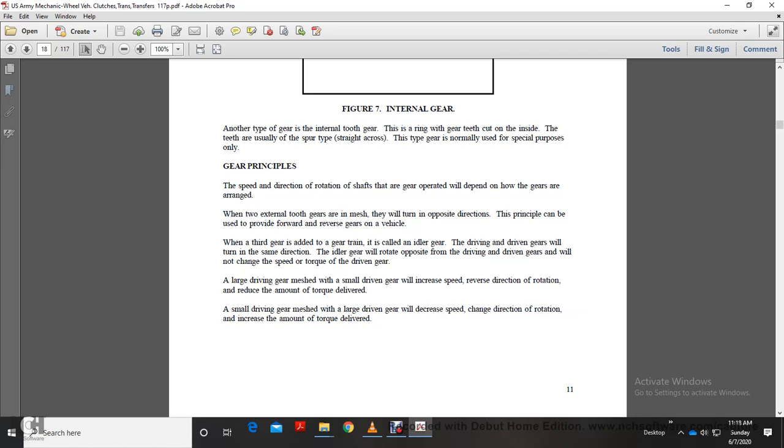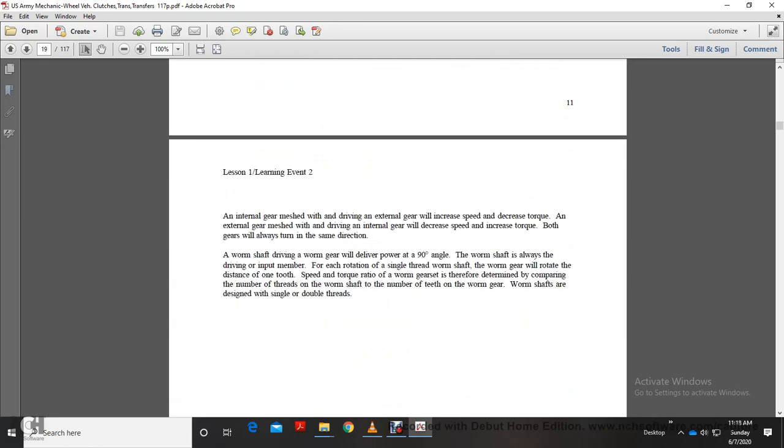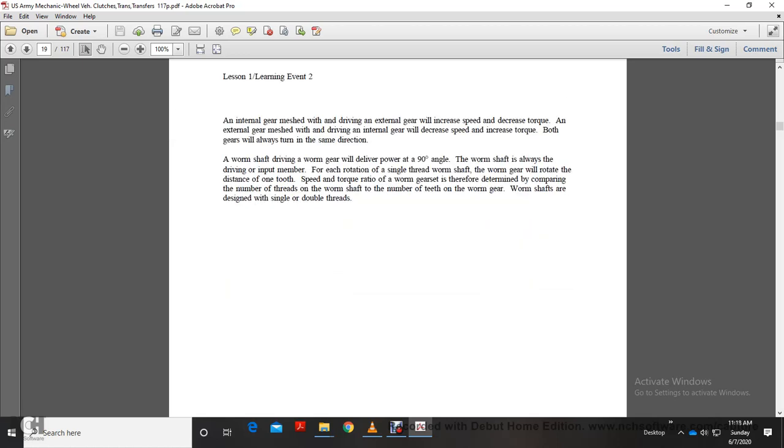A large driving gear meshed with a small driven gear will increase the speed, reverse the direction of rotation, and reduce the amount of torque delivered. A small driving gear matched with a large driven gear will decrease speed, change direction of rotation, and increase the amount of torque delivered. An internal gear meshed with a driven external gear will increase speed and decrease torque, and an external gear meshed with a driving internal gear will decrease the speed and increase the torque, but both gears always turn in the same direction.